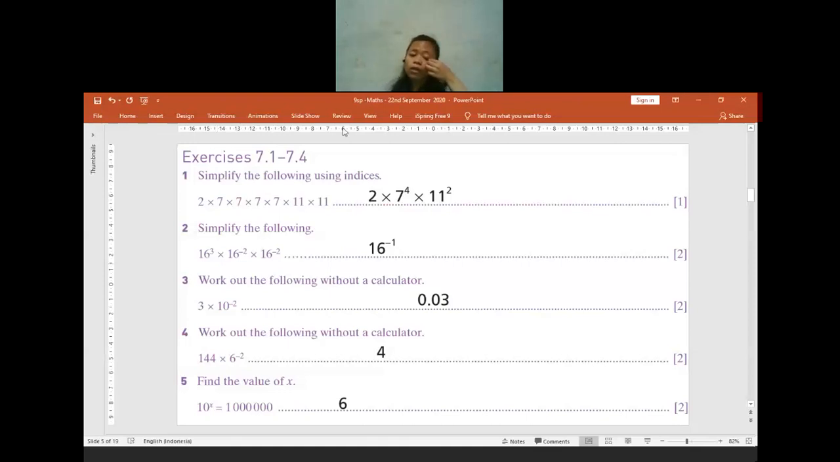For question 3, we have 3 times 10 to the power of negative 2. If you get confused about 10 to the power of negative 2, you can change it into a fraction. So you can make it as 3 times 1 per 10 to the power of 2. 10 to the power of 2 equals 100. So now we have 3 times 1 per 100, which equals 0.03.